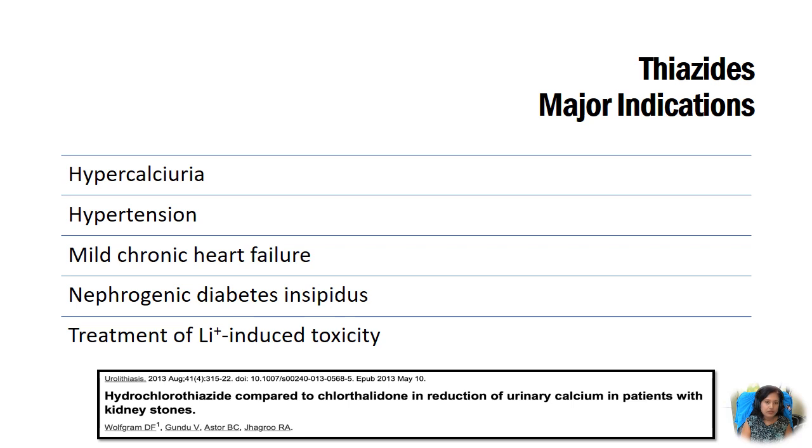Some of the major uses of thiazides, therefore, would be in the treatment of hypercalciuria, hypertension, mild chronic heart failure, nephrogenic diabetes insipidus, and in the treatment of lithium-induced toxicity. The article below compares the pharmacokinetics or the uses of chlorthalidone compared to hydrochlorothiazide in the treatment of patients with kidney stones. And this was done many years ago. So today, there's a lot of evidence to support it still.